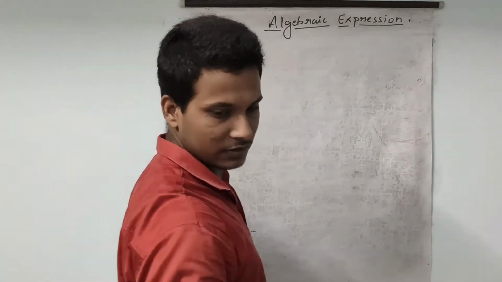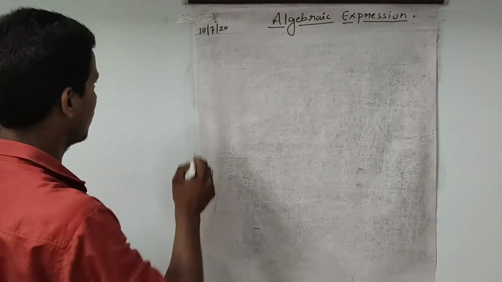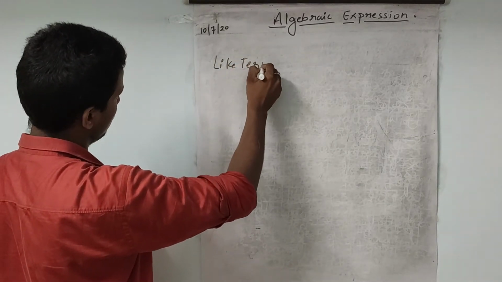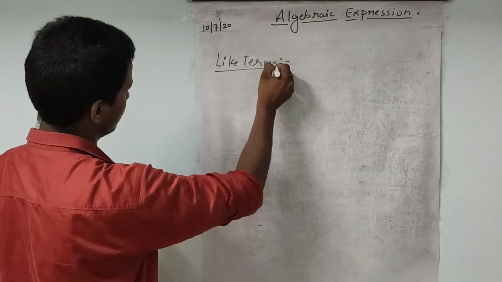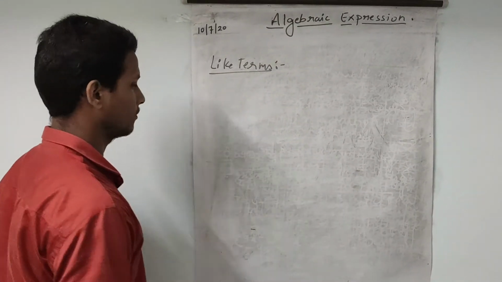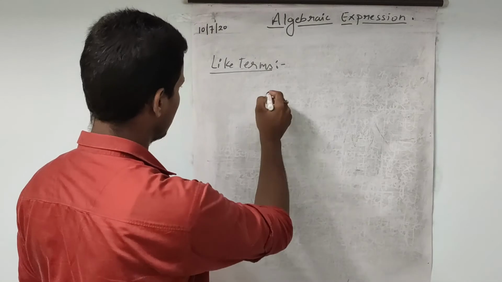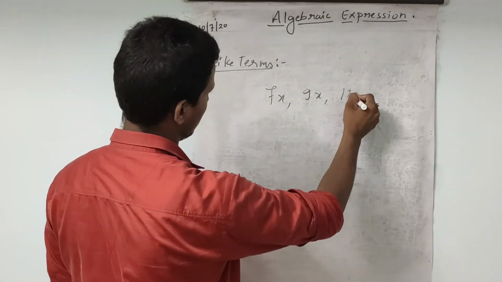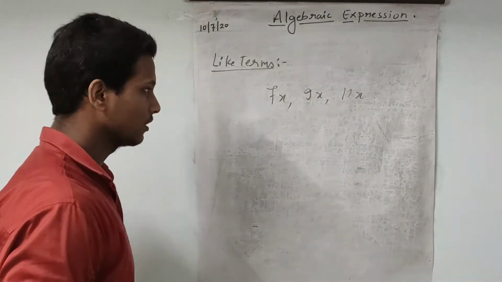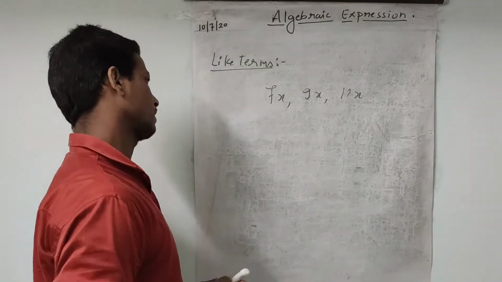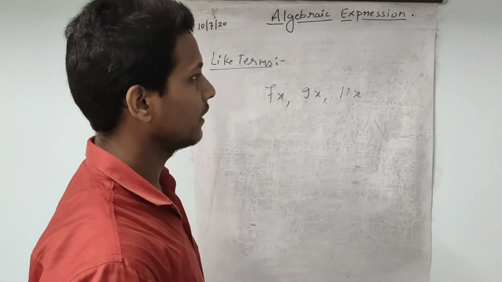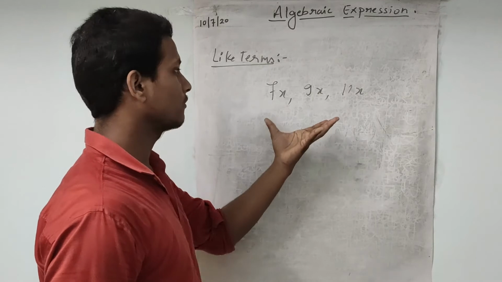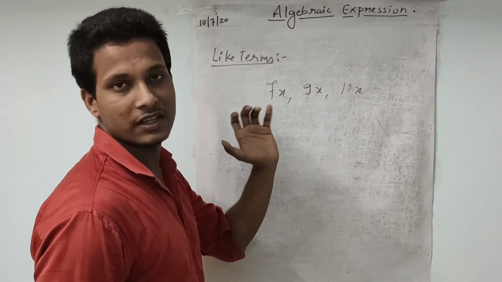Now the next thing is like terms. What are like terms? If I have given three terms like 7x, 9x, 11x, what do we need to do here? First, we need to find the variables, which we have discussed in previous classes. We need to check whether all the terms have the same variable or not.